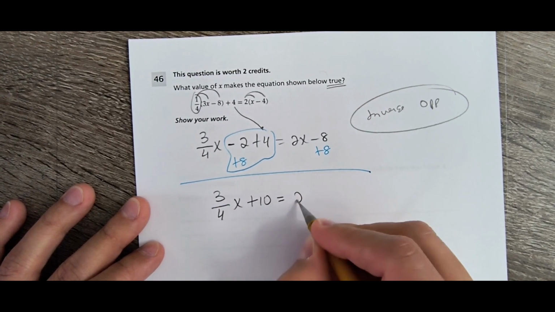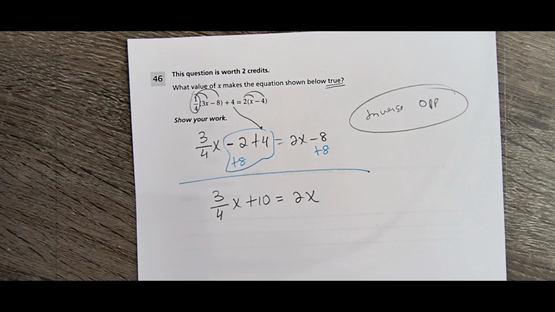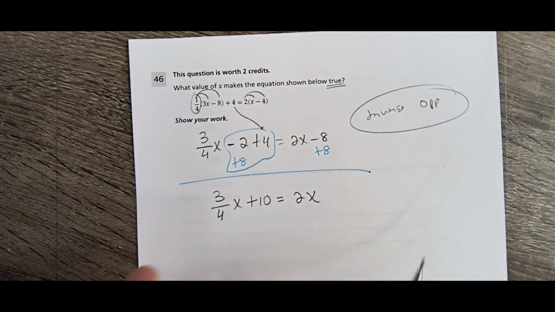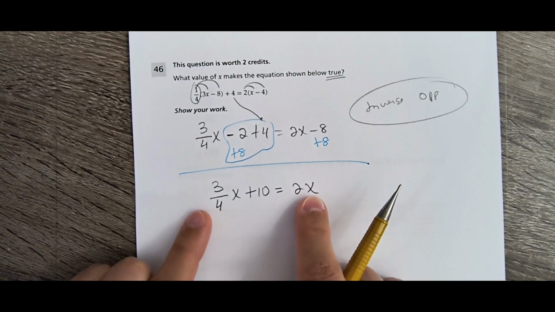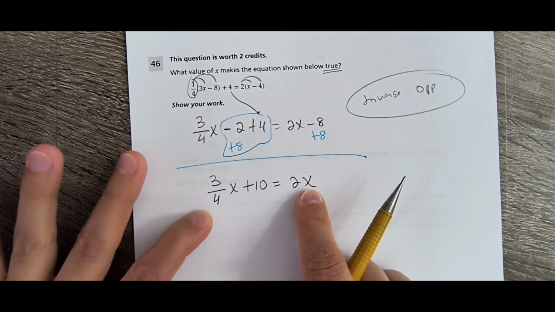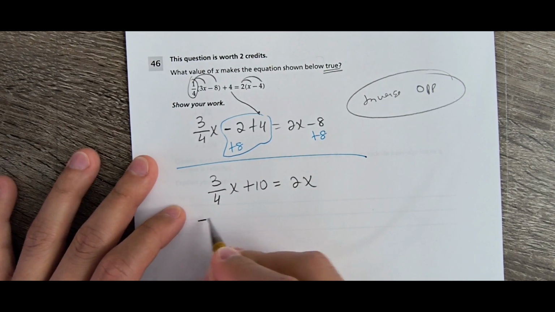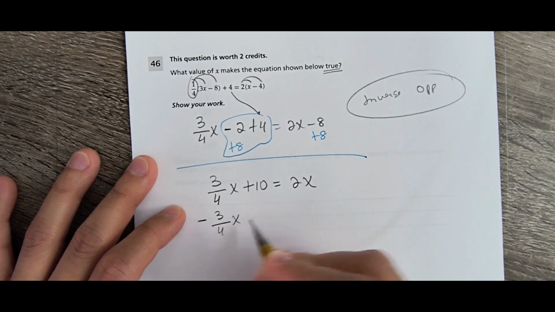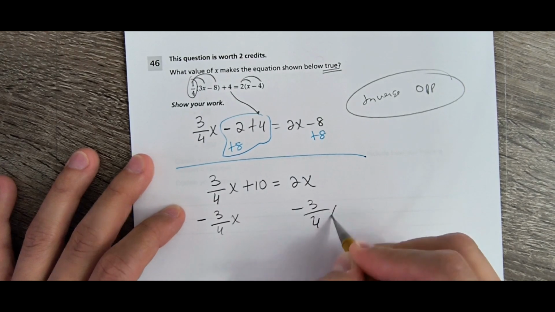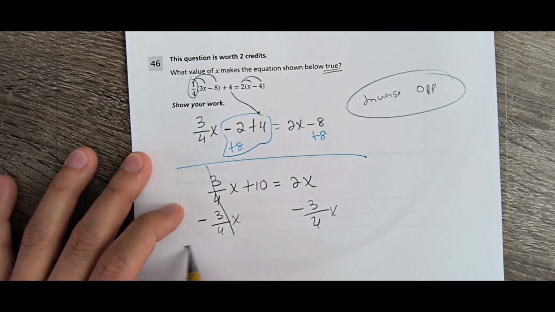Now I need to put the x terms together. How do I do that? Well, I need to take away 3/4x on both sides. So these cancel, these cancel as well. And now I just bring down my value, which is 10.